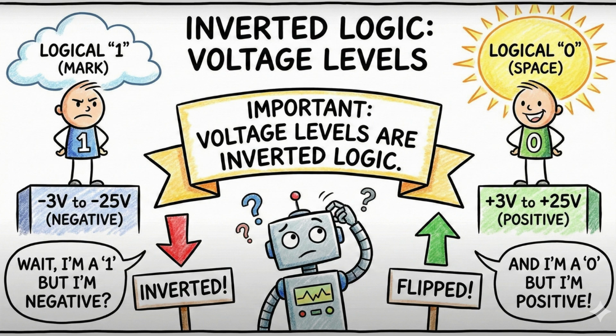A quick technical note on the physical reality. Computers think in ones and zeros, but wires carry voltage. Sometimes this can be confusing. In protocols like RS-232, we use inverted logic. Surprisingly, a negative voltage represents a logical one and a positive voltage represents a logical zero. It's a reminder that the physical layer follows its own rules.